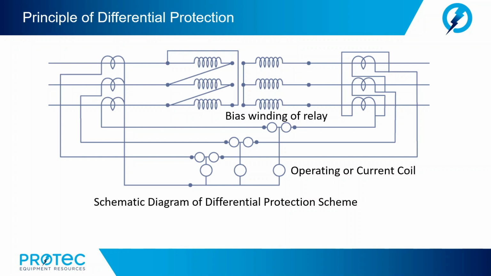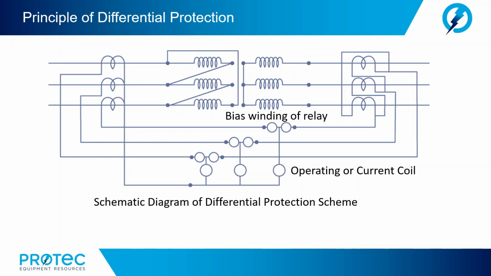Now, if, however, any major fault occurs inside of the transformer and alters the normal ratio of the transformer, the secondary current of both transformers will no longer remain the same. Since the secondary currents at the CTs are no longer the same, a resultant current will flow through the current coil of the differential relay. This will actuate the relay and intertrip both the primary and secondary circuit breakers.